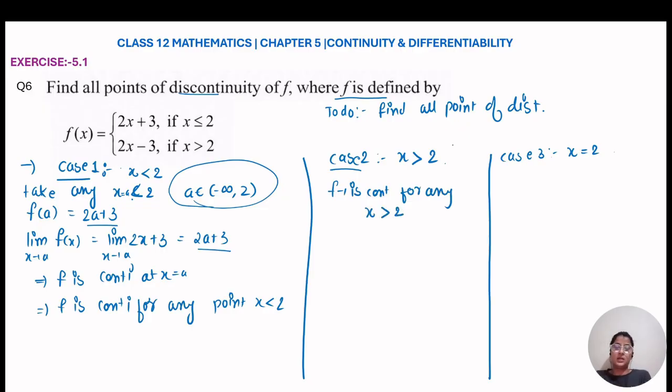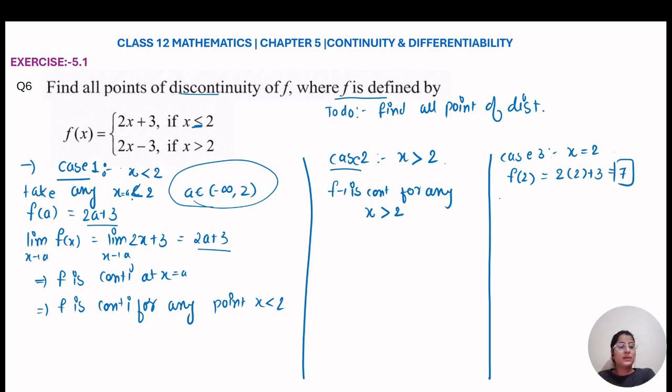Now the last part, I will explain to you, because this is the crucial one. For x equals 2, we have to check the continuity. First of all, always find your function value. Our function value is f of 2. As x equals 2 lies in this case, the function value is 2 into 2 plus 3, that is 7.